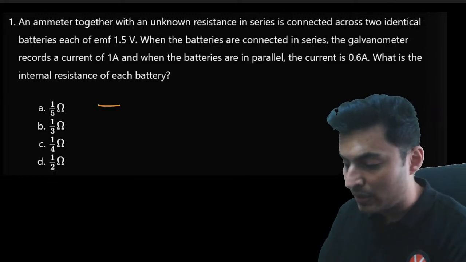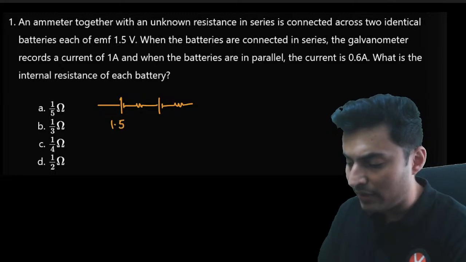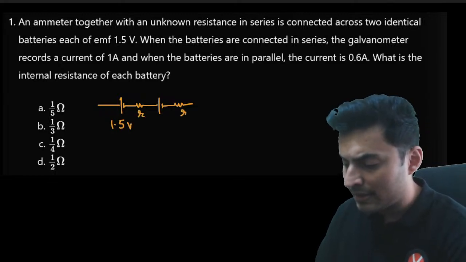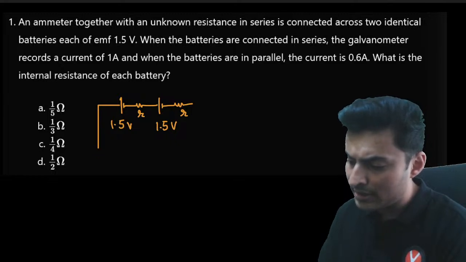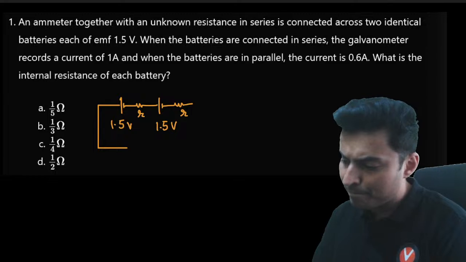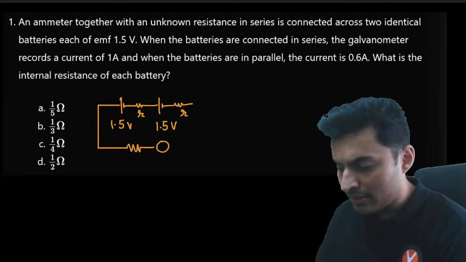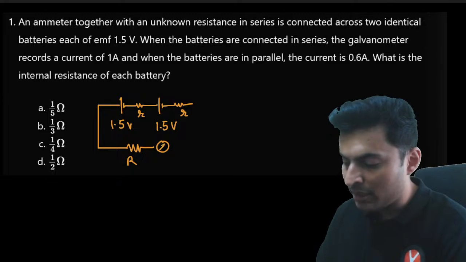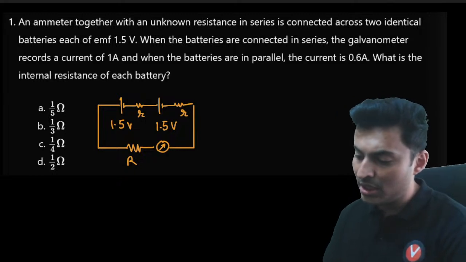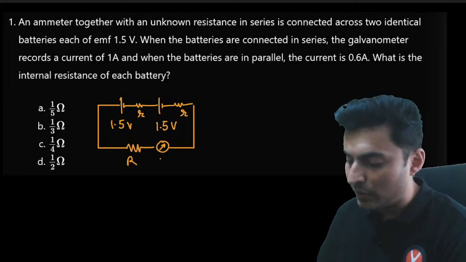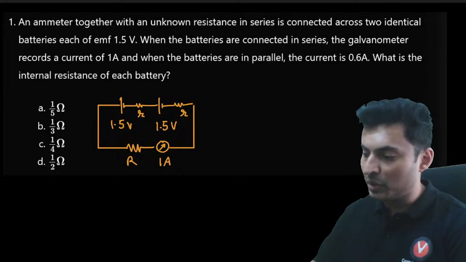When the batteries are in series, let's draw those two batteries. First of all, they are in series. Remember that. Both of them are 1.5 volt. The resistance is unknown, and the ammeter is also there. Something like this. This is the basic diagram in the first situation. Then the current is found out to be 1 ampere.